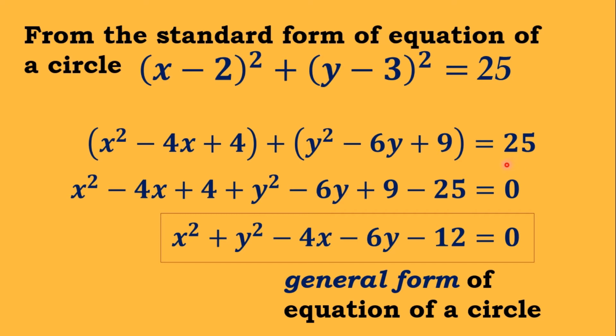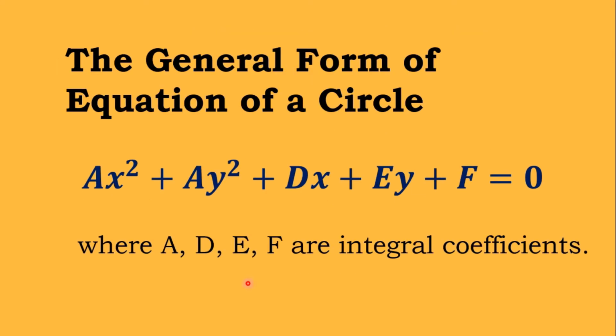Simplifying further by eliminating the parentheses and equating this to 0, we have x squared minus 4x plus 4 plus y squared minus 6y plus 9 minus 25 equals 0. And finally, writing this from the highest degree, we have x squared plus y squared minus 4x minus 6y minus 12 equals 0. Thus, we have it in the general form of the equation of the circle. With that, it gives us an idea of the general form of the equation of a circle.